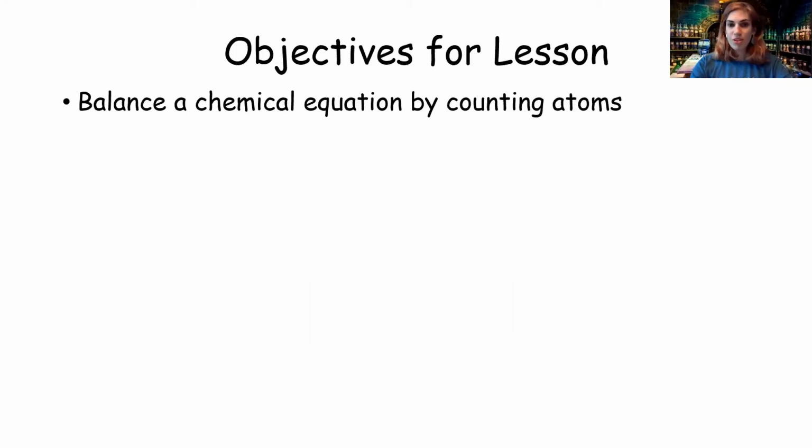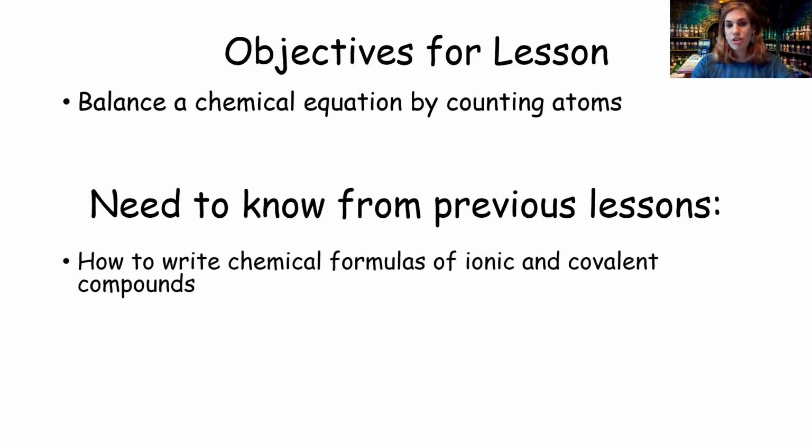So the objectives for today's lesson are pretty straightforward. We want to be able to balance a chemical equation by counting the number of atoms on both the reactant and the product side. In order to be successful for this lesson, you need to make sure that you know how to write the chemical formulas of ionic and covalent compounds.